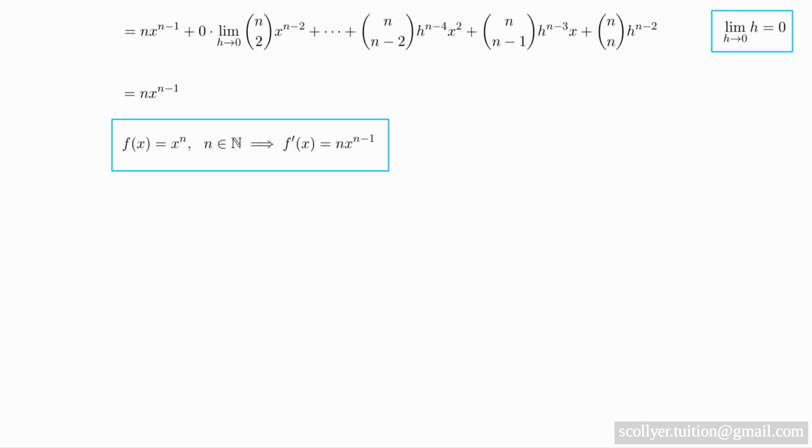And so we have that if f of x equals x to the n, where n is an integer, then f dashed of x equals nx to the n minus 1. And from that general result, we can obtain the specific results for n equals 1, 2, 3, 4, and so on, as follows.